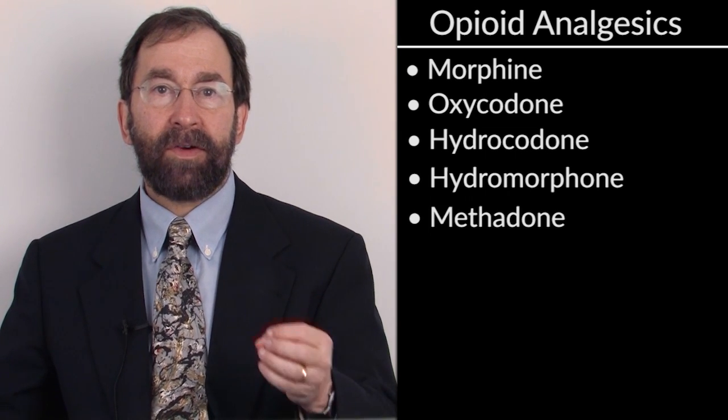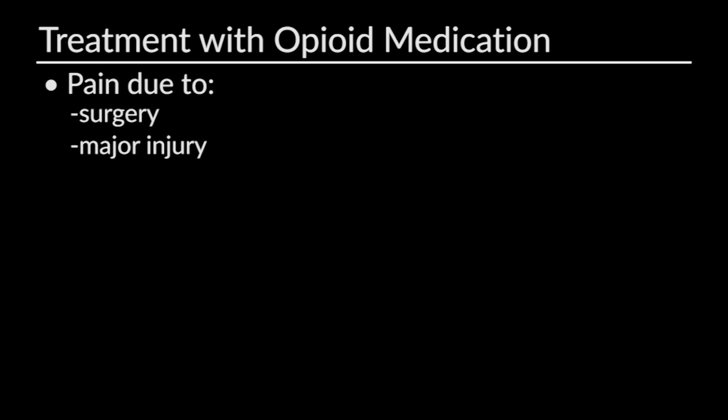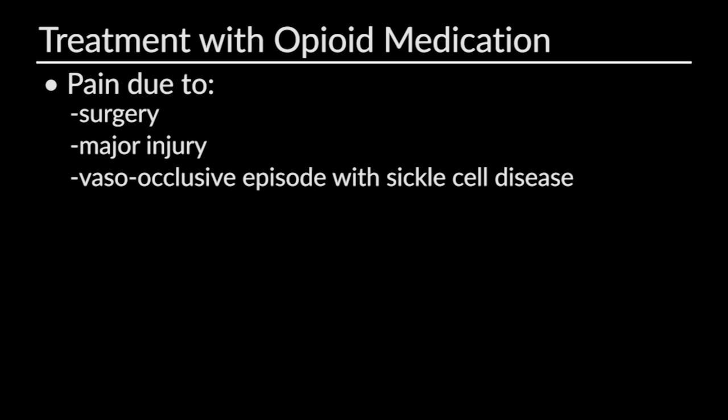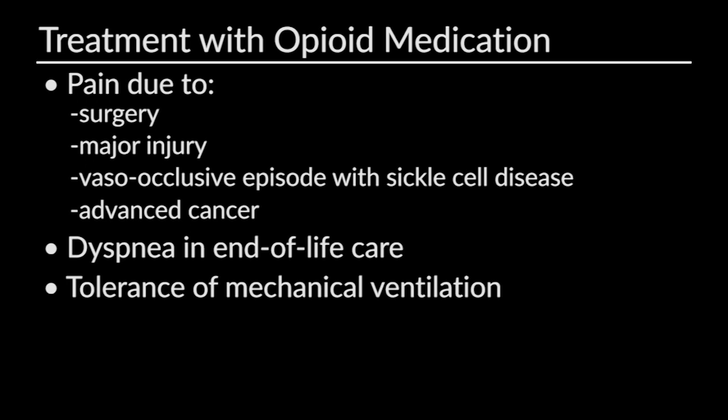Opioid analgesics have very important roles for treating many types of pain. Some examples include pain after surgery, pain after major injuries, and pain due to vaso-occlusive episodes with sickle cell disease. They have crucial roles in treating pain due to advanced cancer, for treating dyspnea in end-of-life care, and for permitting tolerance of mechanical ventilation during critical illness. For each of these indications, opioids generally have a very favorable balance of benefit versus harm.